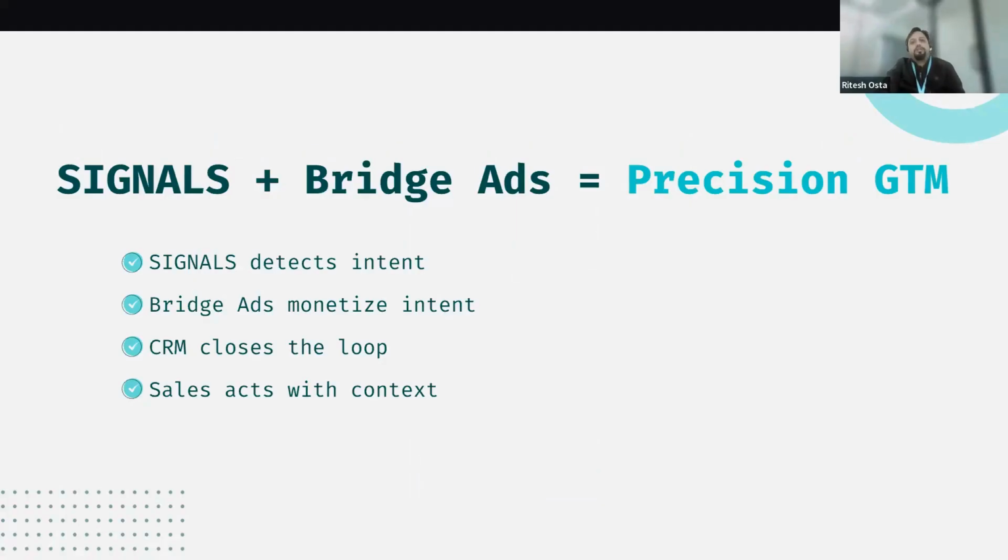So signals plus bridge ads equals precision GTM, correct? So if you add the signals framework with bridge ads, you get what we call the precision GTM engine. Signals detect intent, bridge ads monetize intent, CRM closes the loop, sales acts on the context.